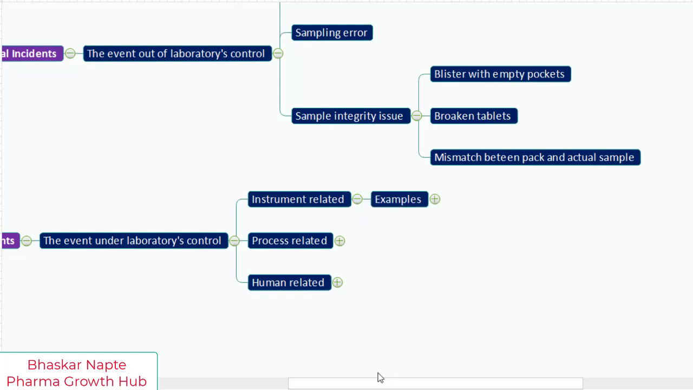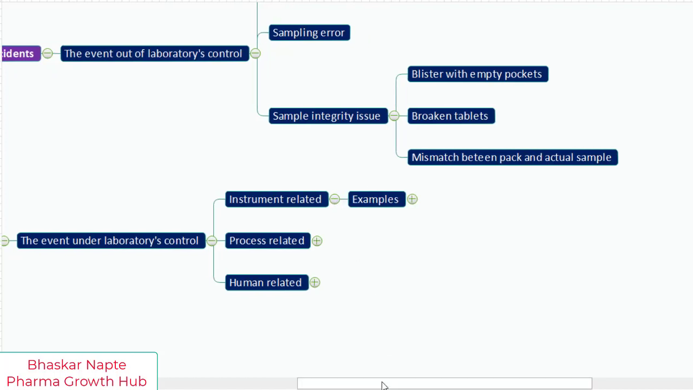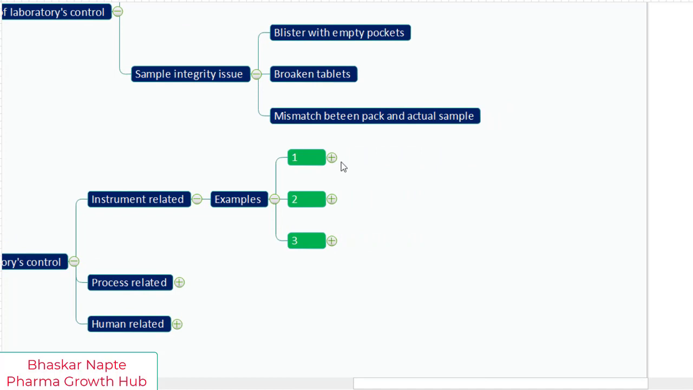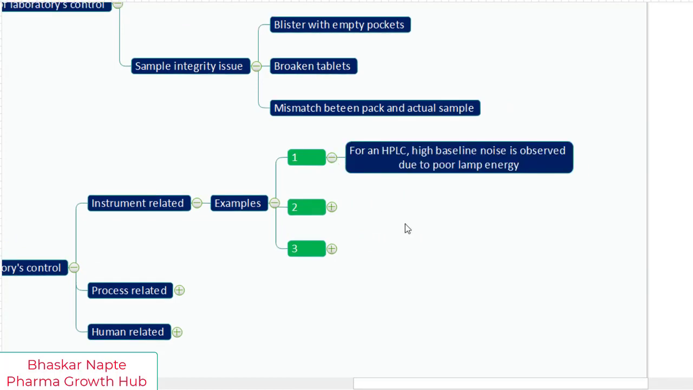So let me explain each category with simple examples. Let us talk about the instrument related first. For an HPLC analysis, a high baseline noise is observed due to poor lamp energy. Now this is just an example where the HPLC system was used, and it was found to have high noise, and you identified the root cause for the higher noise as poor lamp energy.